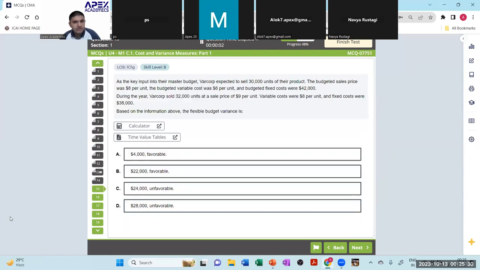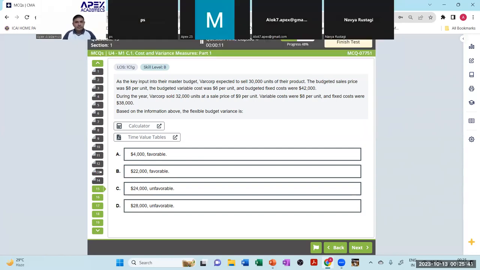15 number. 15 number is flexible budget variance. What are we looking at in question number 15? Flexible budget variance. Now, थोड़े देर पहले मैंने इसका आंसर लिखा था. What is flexible budget variance? I'm writing in a different way so that there is no confusion. Right?